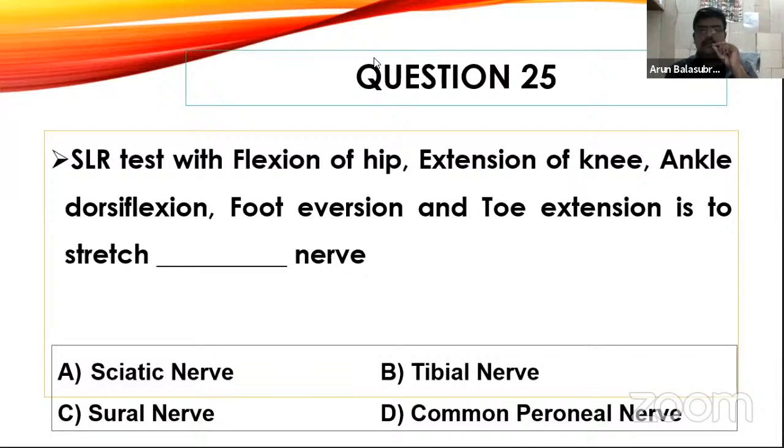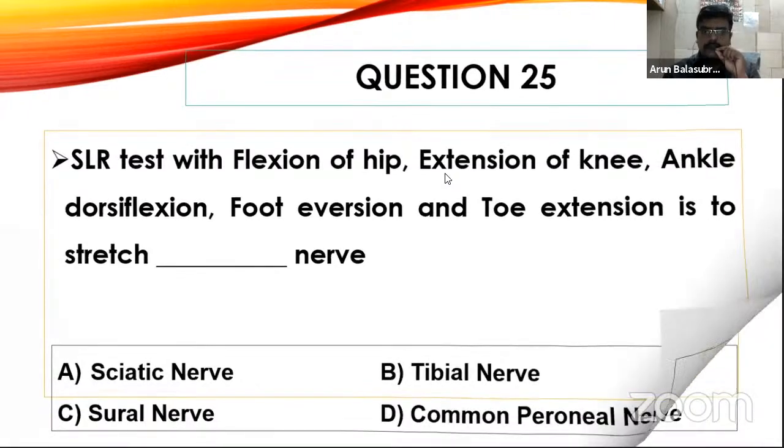All SLR does is stretch the sciatic nerve. But here we are doing ankle dorsiflexion, foot inversion, and toe extension. So this helps to stretch the tibial nerve. When you do this test, if the patient complains of pain, it indicates tibial nerve involvement. Good attempt, guys.